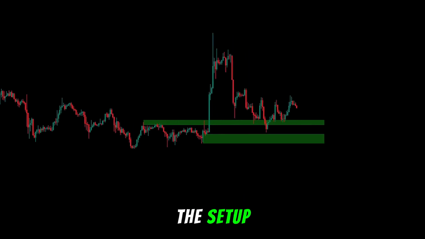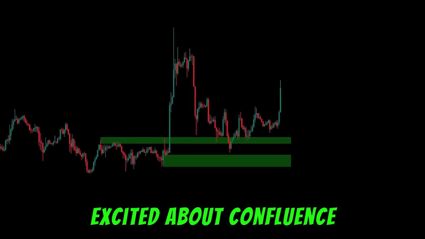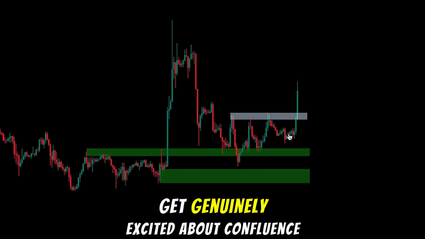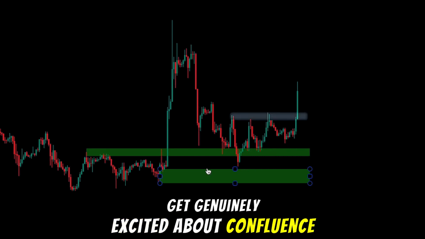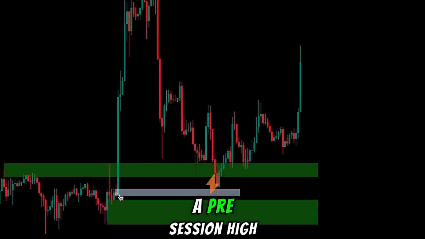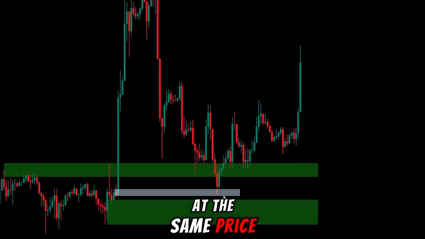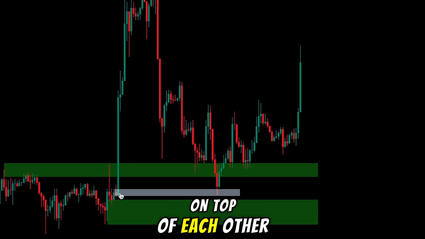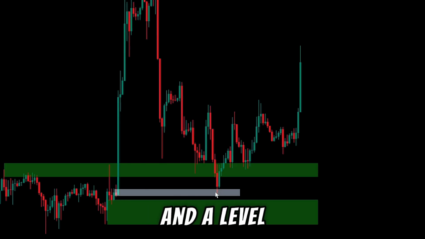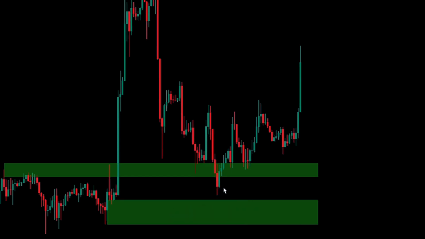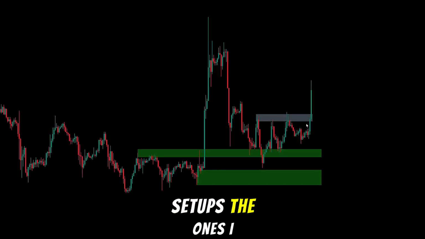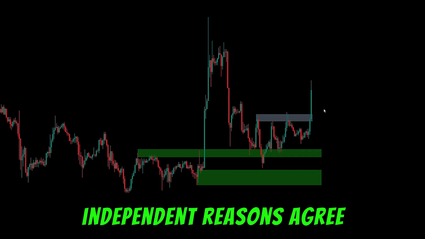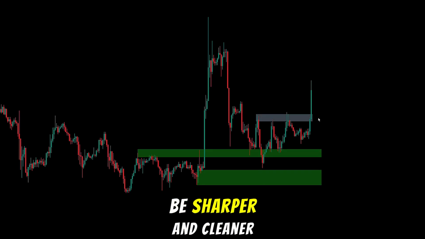Now let's talk about the setup I get properly excited about. Confluence, where the magic happens. Confluence is when VWAP lines up with the pre-session high or low at the same price. Instead of one reason to take the trade, you've got 2 stacked on top of each other. A VWAP retest and a level retest in the exact same spot. Those are my A+ setups. The ones I size a little more confidently into. Because when 2 independent reasons agree, the reaction tends to be sharper and cleaner.